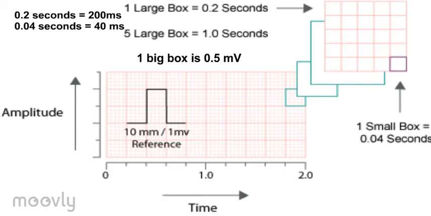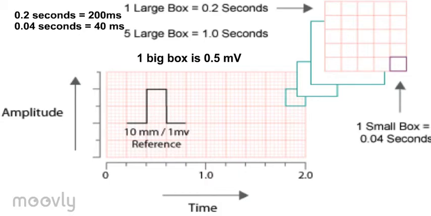On the time scale, one large box is 0.2 seconds. This is equivalent to 200 milliseconds. If one large box is 0.2 seconds, that means 5 large boxes will be 1 second. One small box is 0.04 second, which is equivalent to 40 milliseconds.